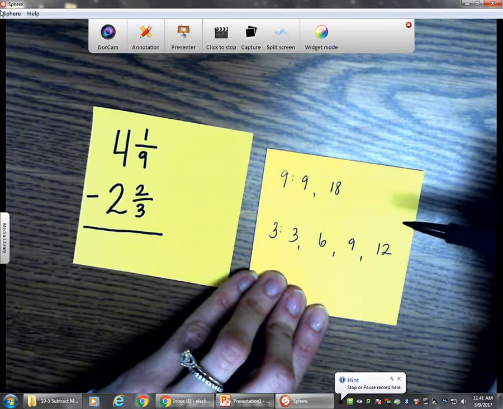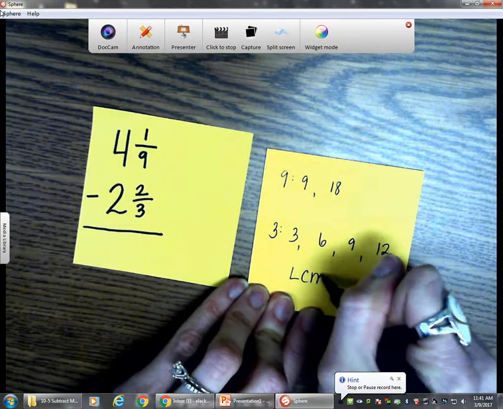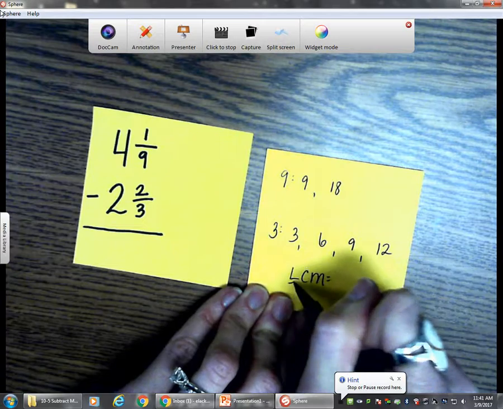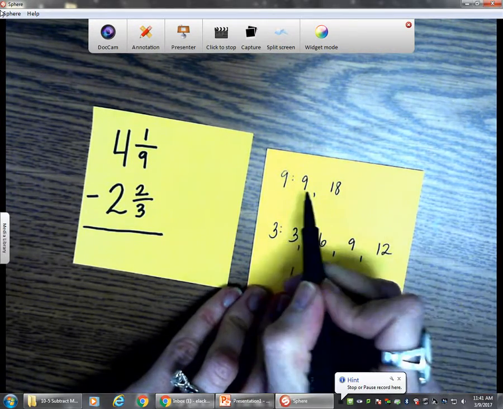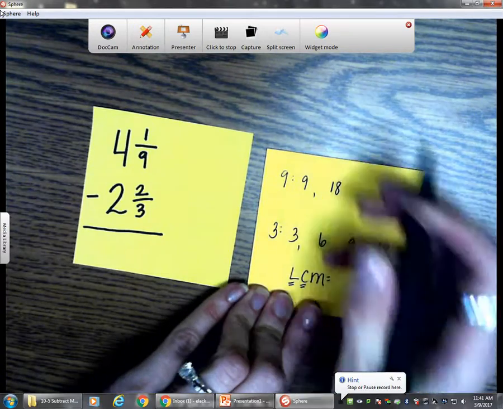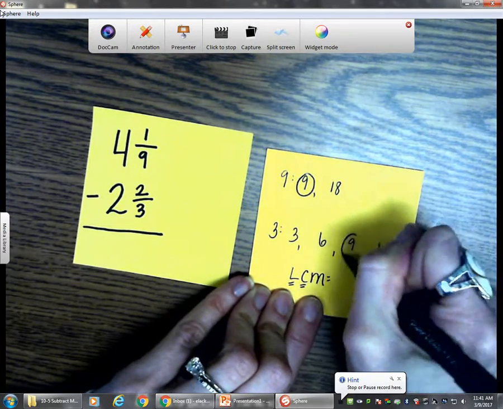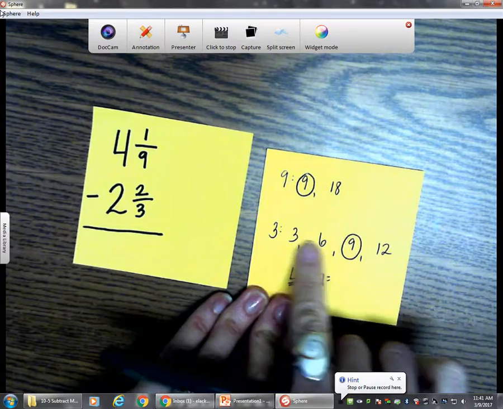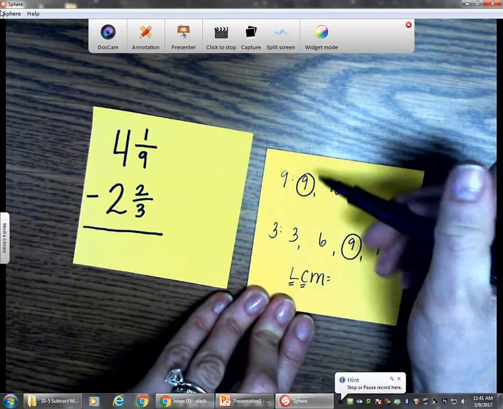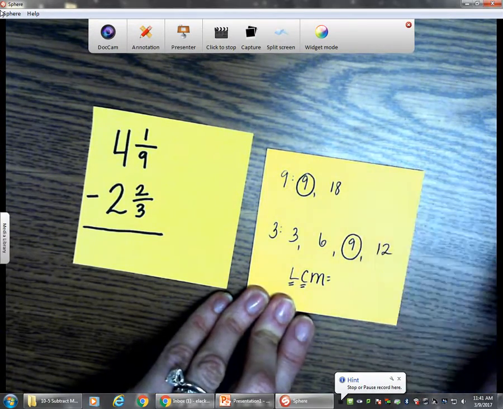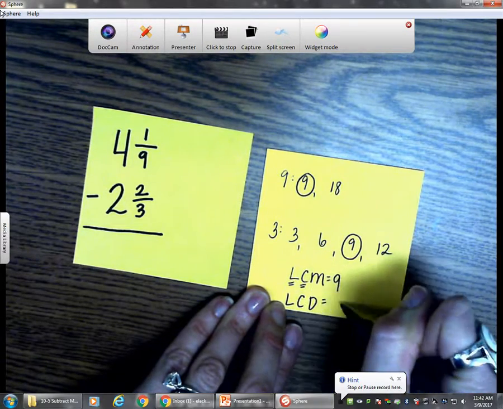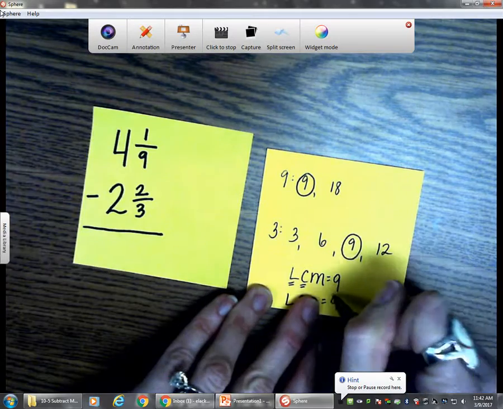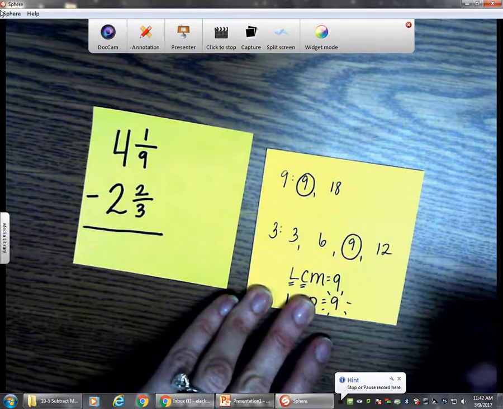What kind of multiples? Least common multiple. Least is the smallest, so the smallest multiple that they have in common. Well, when I look at the multiples, the smallest one that they both have is a 9. They're smaller, but they're not common. So the smallest one in common is a 9, and that tells me the least common denominator is a 9, which means the new denominator is a 9.